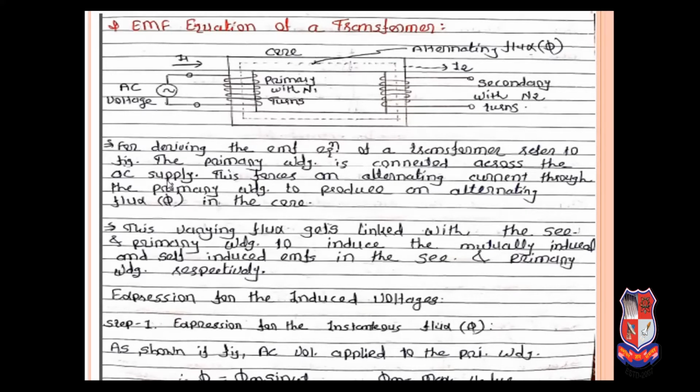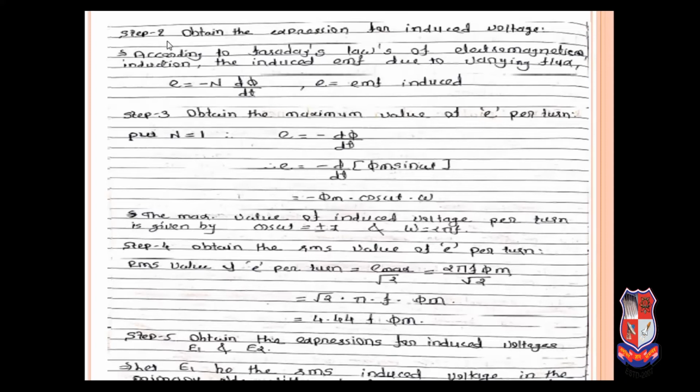As we all know from the working principle of the transformer, whenever single phase AC supply is applied to the primary winding, EMF is induced inside the secondary winding. So the first step is the expression for the instantaneous flux phi. As shown in the figure, the instantaneous flux is given by phi equal to phi m sin omega t, where phi m is the maximum value of the flux and omega is equal to 2 pi f.